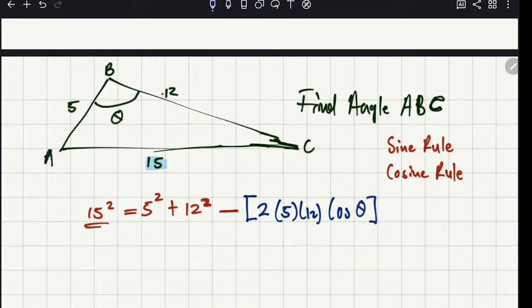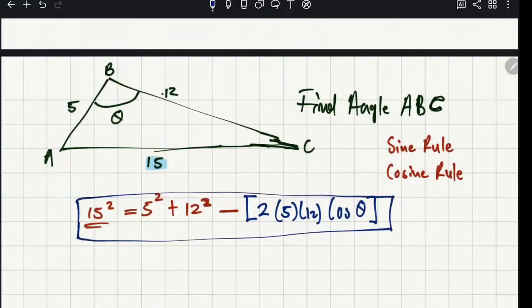So practice the cosine rule. Practice writing it. The side which is alone is squared. These other two, you bring them as squared first, adding. Then you say minus, you open a bracket. Then don't leave out the 2. Start with the 2. People always forget the 2. You say 2, then you bring 5, then you bring 12, then you say cos theta.